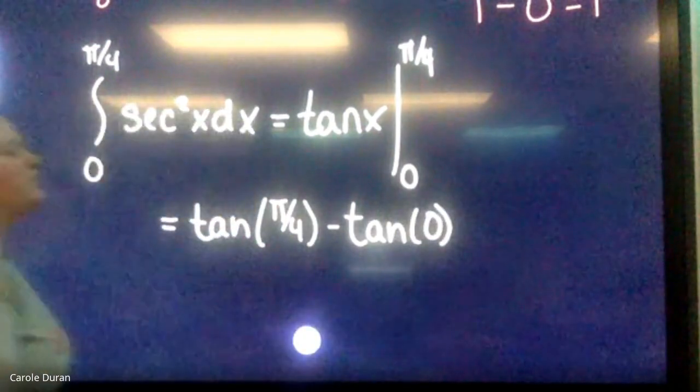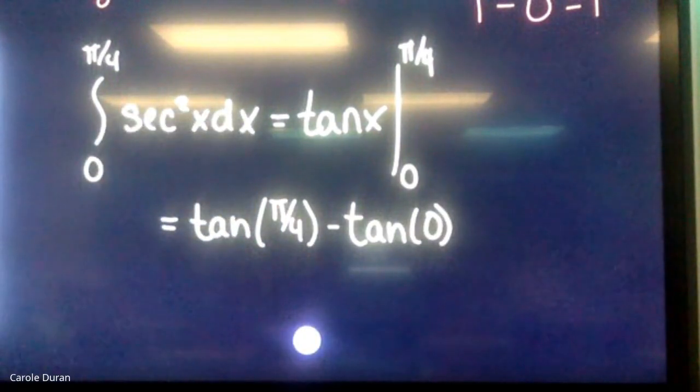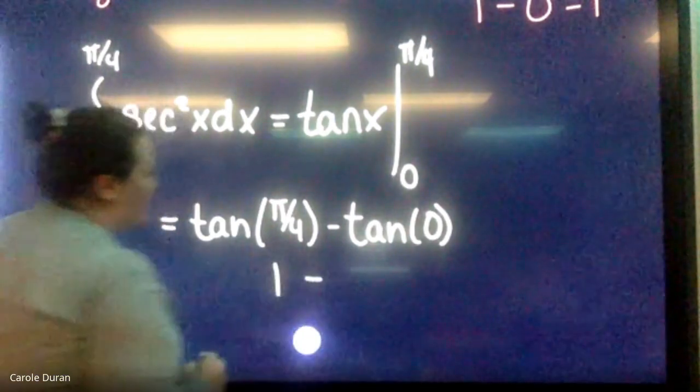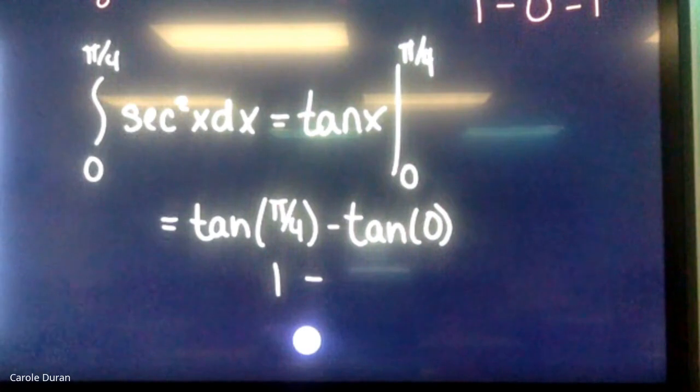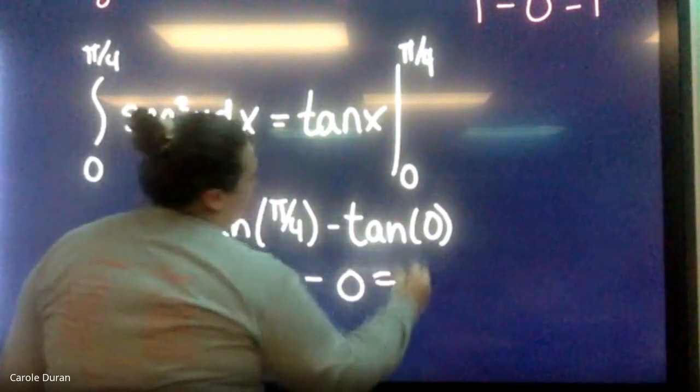And I can just put that directly into a calculator. And what's tangent of pi over 4? Anybody who already did it? What is it? 1. And then what's tangent of 0? 0. So 1 minus 0 is again 1.